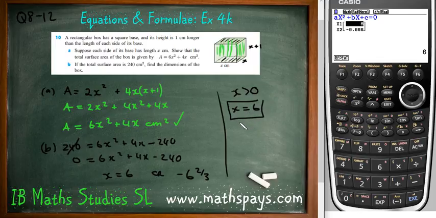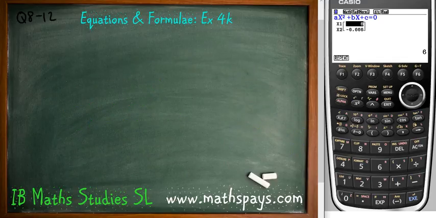Have I answered the question? No, I haven't, because I need the dimensions. So now I can put the 6 back in and have 6 centimeters by 6 centimeters, and x plus 1 is 6 plus 1 is 7 centimeters, and we've got our answer. Alrighty, okay, 2 more to go.